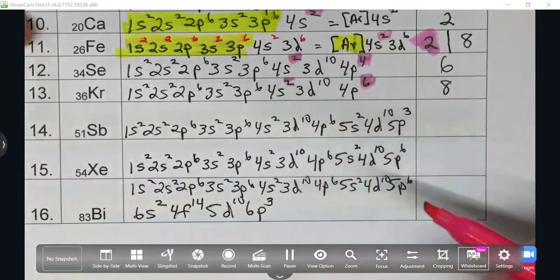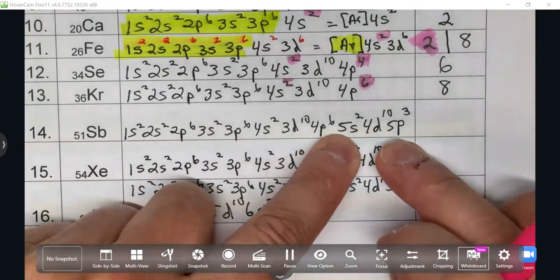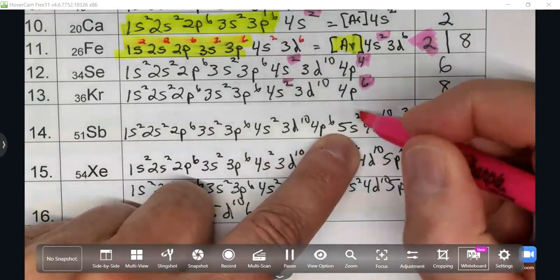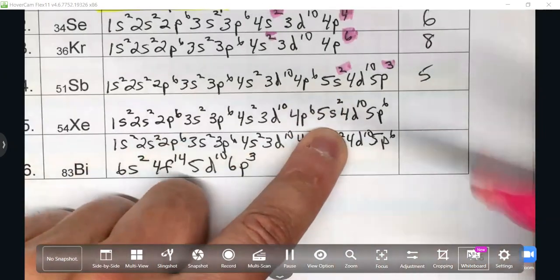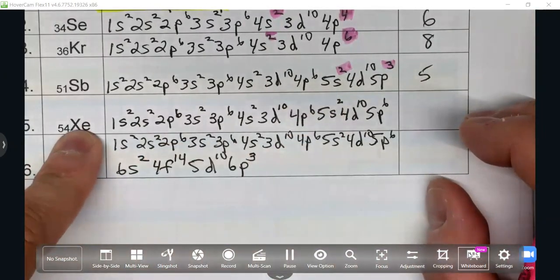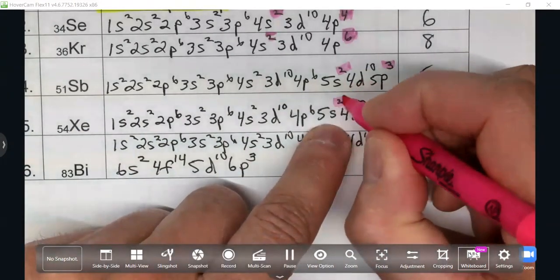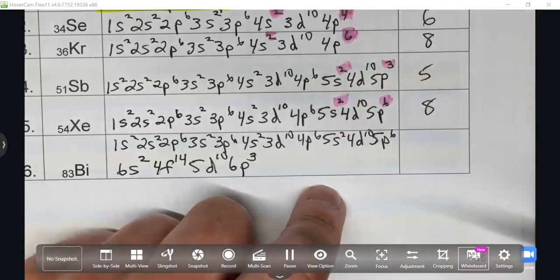And antimony. Highest number we get to is 5, right? We have 5s2 here. We have 5p3 there. We should have 5 valence electrons. Xenon is a noble gas. We better have 8. And we do. We get to level 5, 5s2, 5p6. We've got 8.